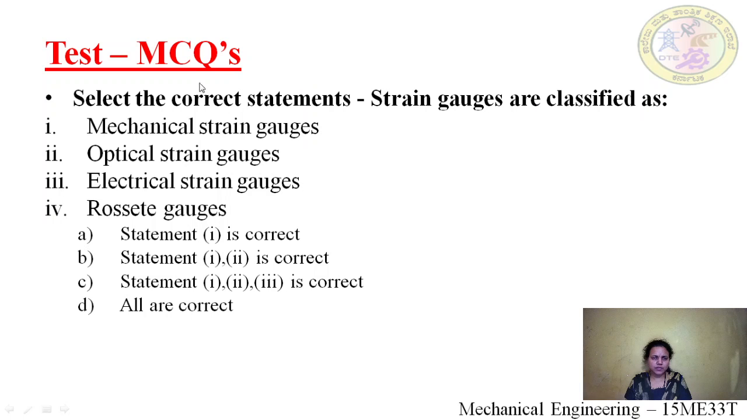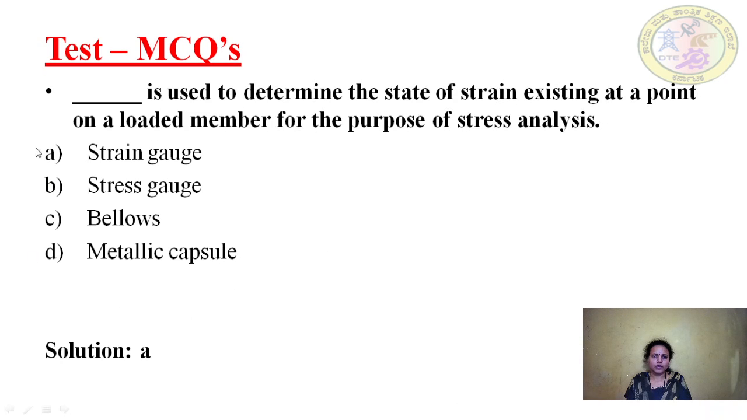So strain gauges are classified into mechanical strain gauge, optical strain gauge, electrical strain gauge, rosette gauges. Guess the answer. The solution is D. That means all are correct. So strain gauges are classified as mechanical strain gauges, optical strain gauges, electrical strain gauges, rosette gauges. We'll go for next question.